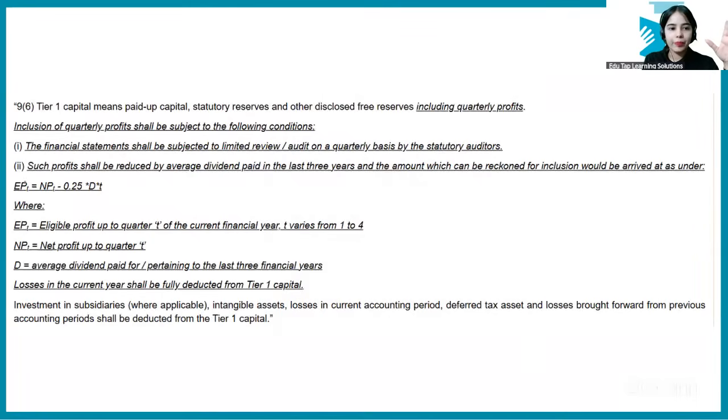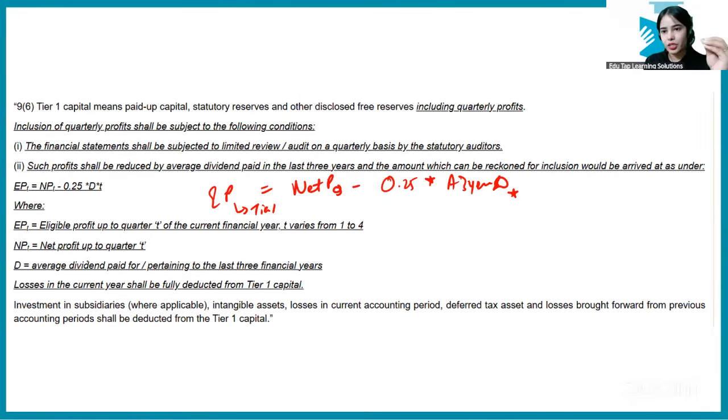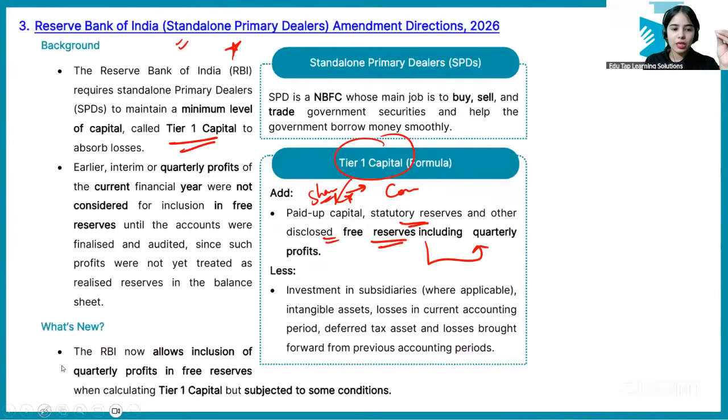The eligible profit that will be counted in the tier 1 capital is basically the net profit of the quarter minus 0.25 multiplied by the average of the 3 years dividend. I don't think that I have to state everything again. Is there any requirement? The same formula, the same everything, just instead of owned fund, in the standalone primary dealers case, tier 1 capital has been mentioned. In the tier 1 capital also, the formula is this.